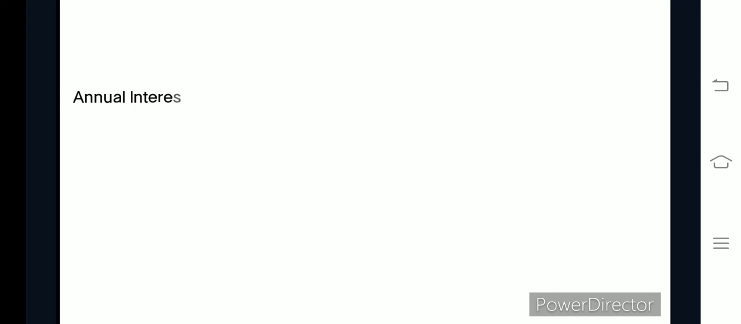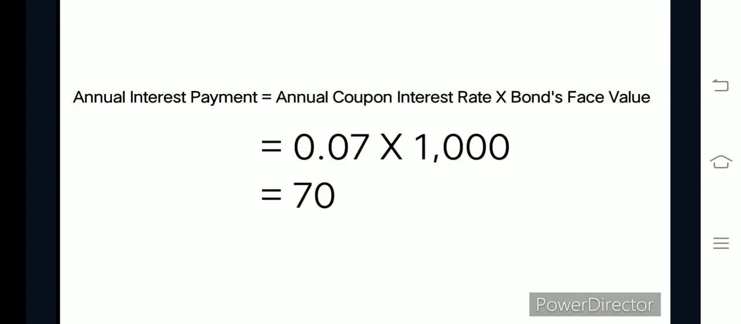Firstly, what we need to solve for is the annual coupon interest rate that the bondholder will get, and that would be calculated as this. Annual interest payment is equal to annual coupon interest rate times bond's face value. Based on the problem, our annual coupon interest rate is 7%. So we need to convert it into decimal, so it will become 0.07 times the bond's face value, which is 1,000. Therefore, 0.07 times 1,000 is equal to 70.